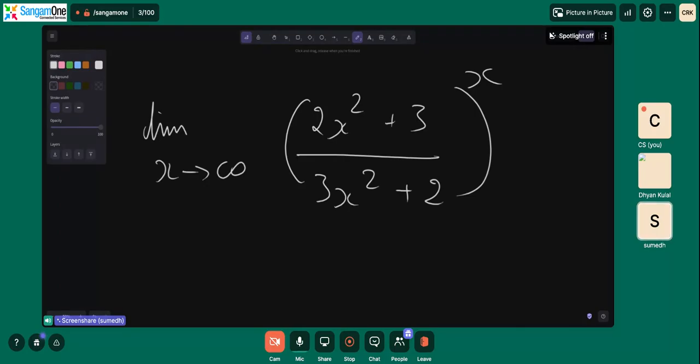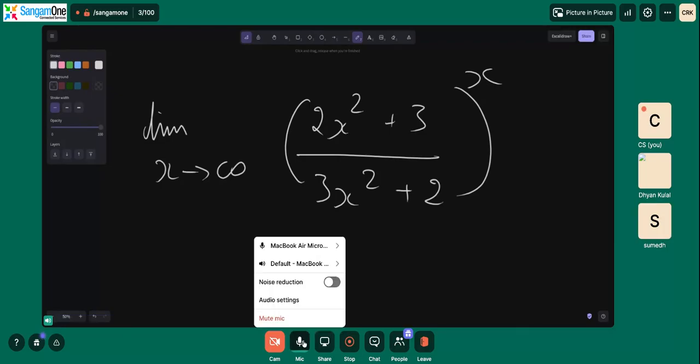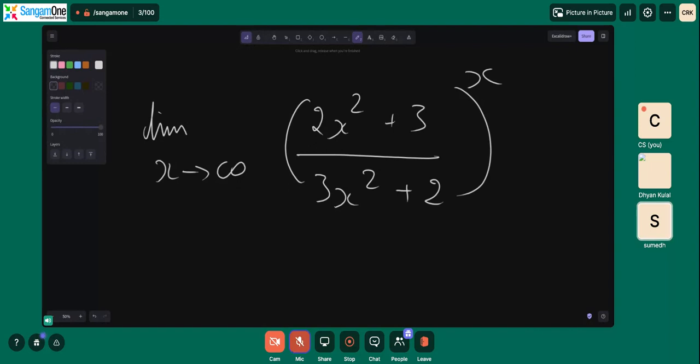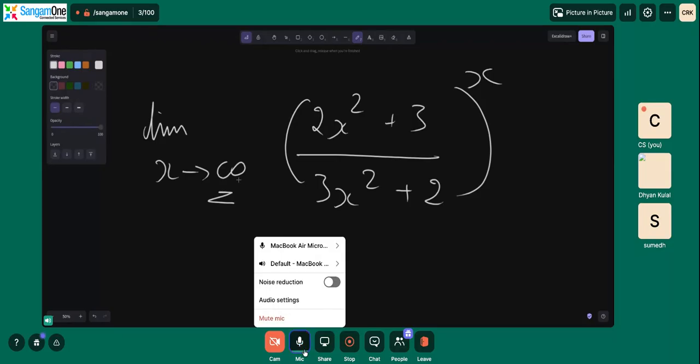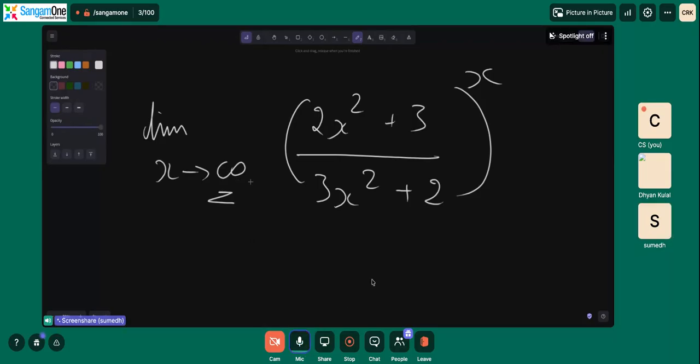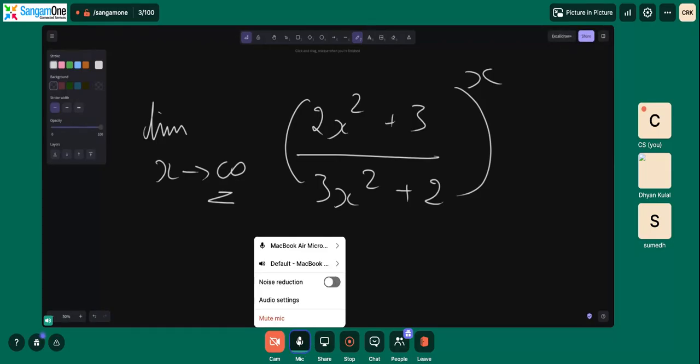How did we arrive at that conclusion? The first two terms will be 0. 3 by 2 is 1.5. 1.5 to the power of 0. We are applying the limit to infinity here. So let us wait for Dhyan. After that, I will answer.